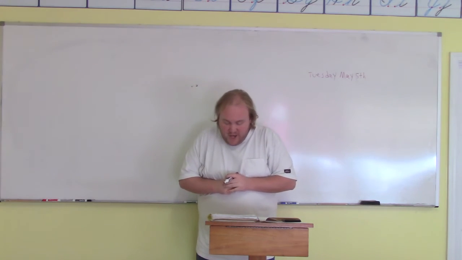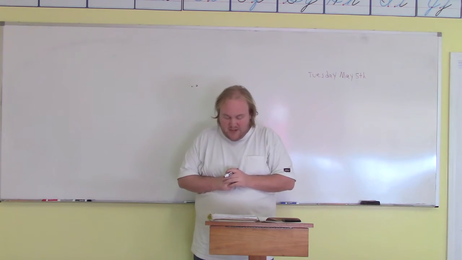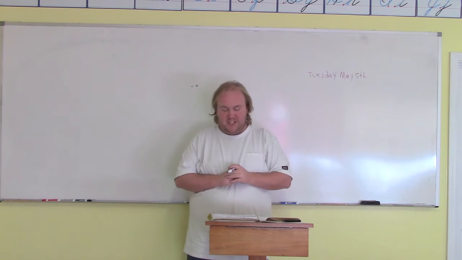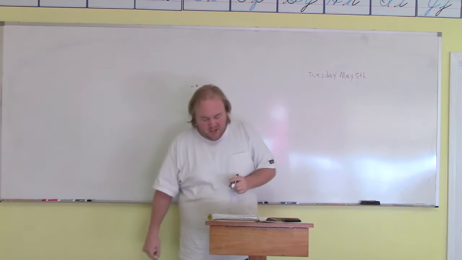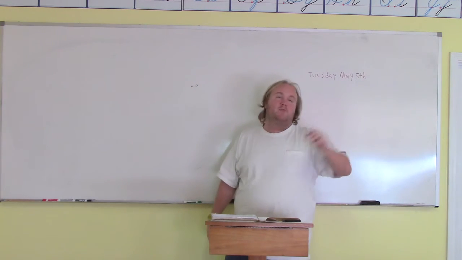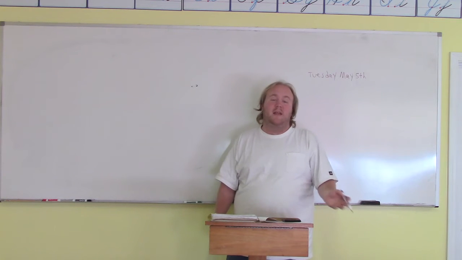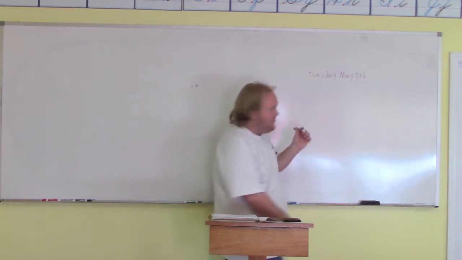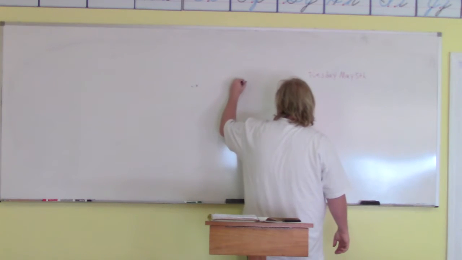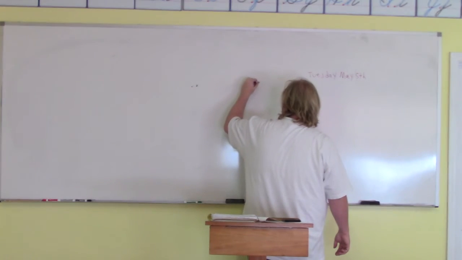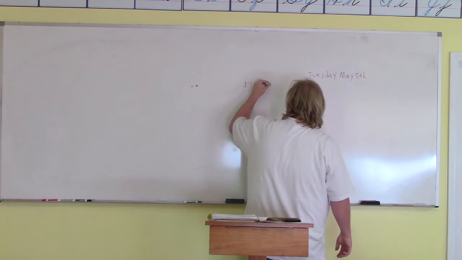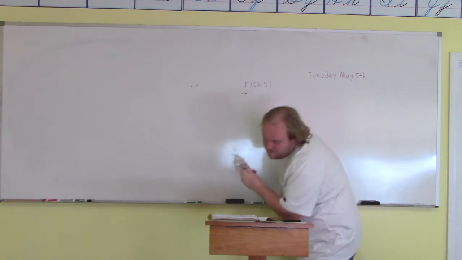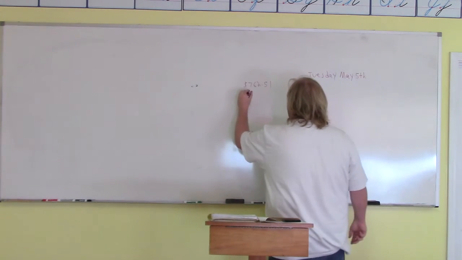Austin Miller wrote a check for $253.84. Before writing the check, he had a balance of $762.51. What is his balance now? So he wrote a check. Did he deposit money into his account? No, he took money out. So 762.51 minus 253.84.